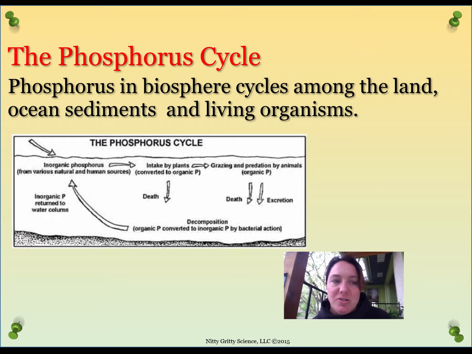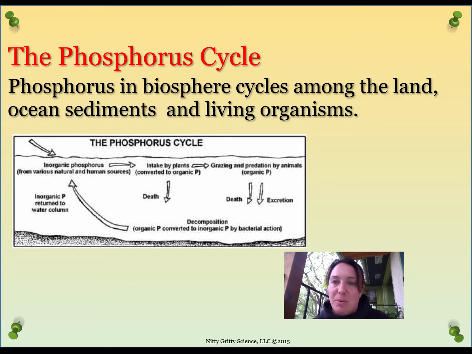The last cycle I want to introduce you to is the phosphorus cycle. Phosphorus in the biosphere cycles among the land, ocean sediments, and living organisms. We learned a lot about phosphates when we talked about the phospholipid bilayer and how it helps form the nuclear membrane and cellular membrane. And again, you'll get more of an introduction to this cycle and all the cycles coming up in the next couple of lessons and in the project you're doing. But that's just a quick introduction to the biogeochemical cycles.